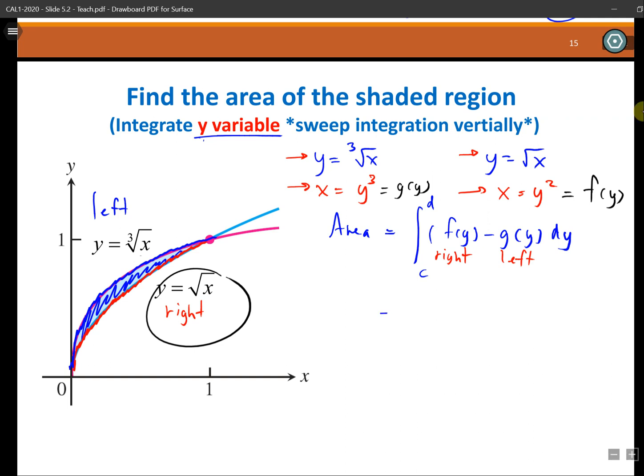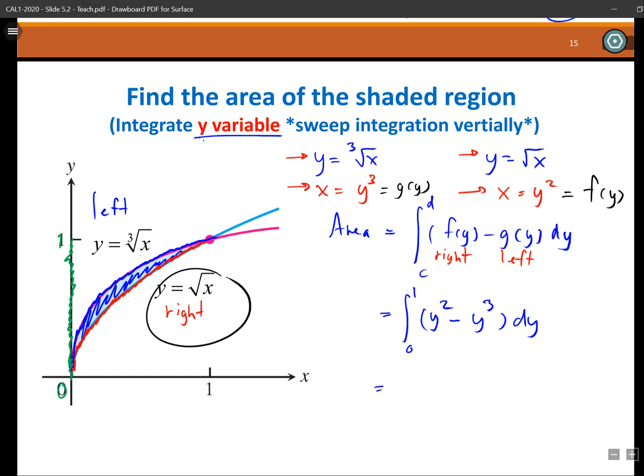So let's put everything in the formula. f(y) is y squared. g(y) is y cubed, dy. Now, what about the starting point c and d? We have to take a look at the range on the y-axis. The whole range is this. So starts at 0 and it ends at 1. Starts at 0 and ends at 1.